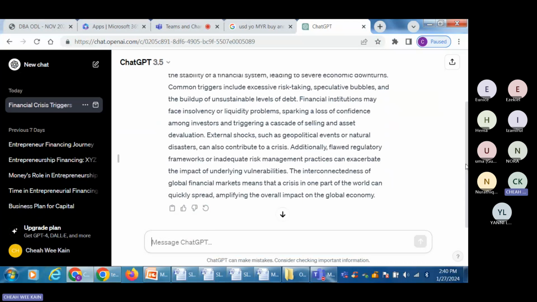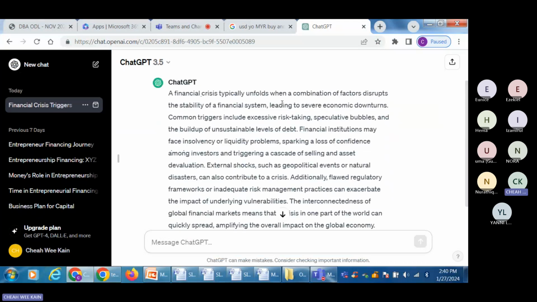Okay, so you can read from here. So, Isamiro, why don't you read from here? Read aloud.